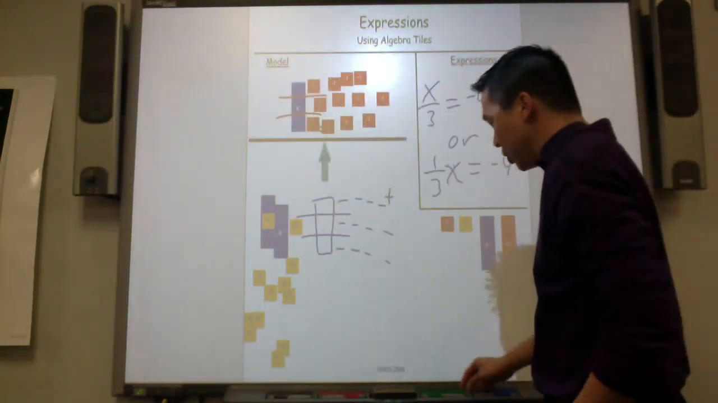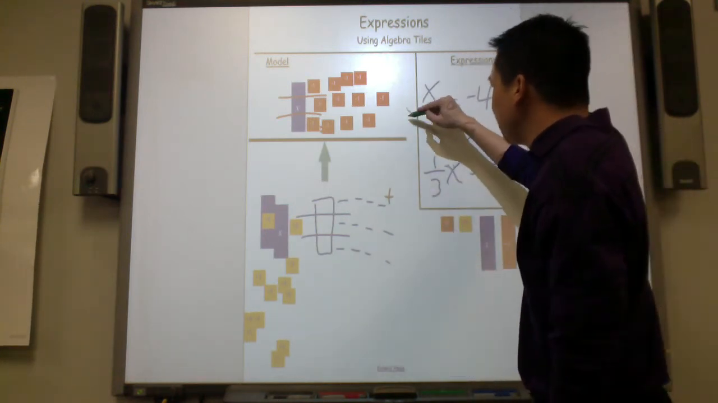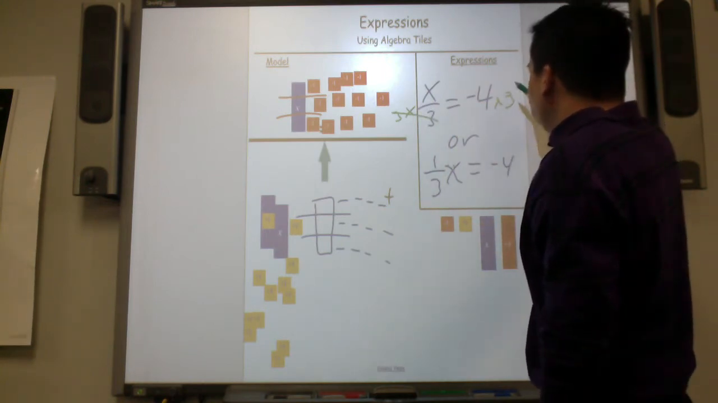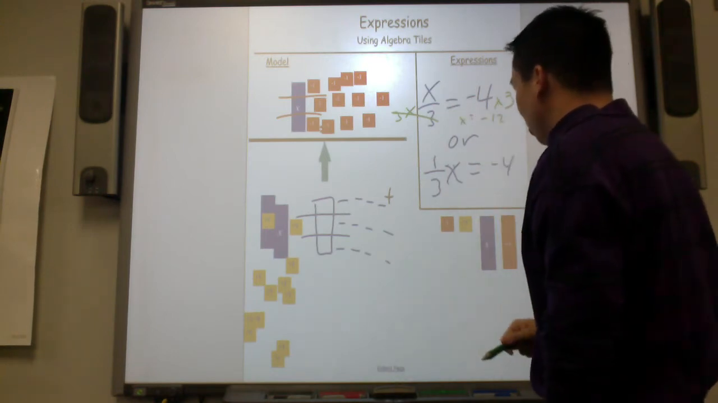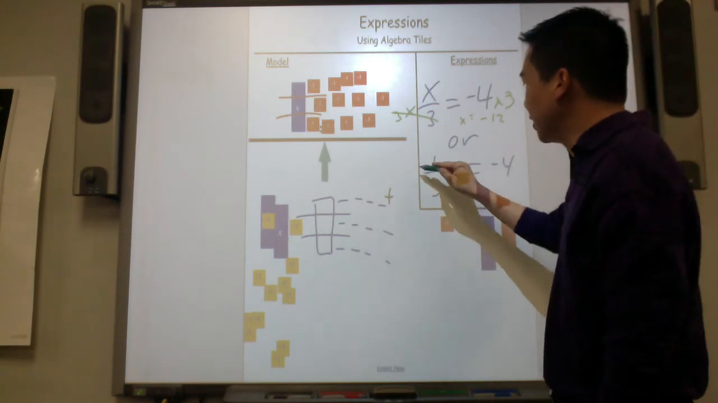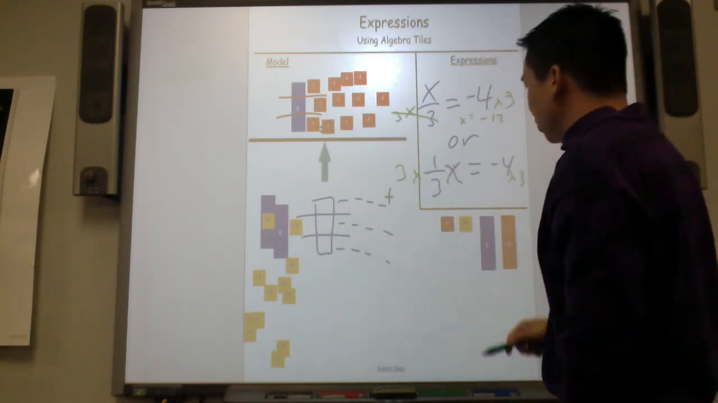What if you do not use algebra tiles or drawing? Can you solve this? Yes, you can. What's the inverse of divided by 3? Times 3. This cancels. Times 3. So 3 groups of negative 4 is negative 12. X equals negative 12. Or what's the inverse of 1/3 times 3? Or 3/1. Times 3, negative 12.